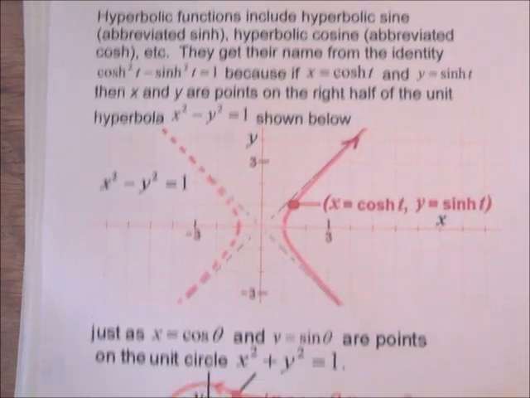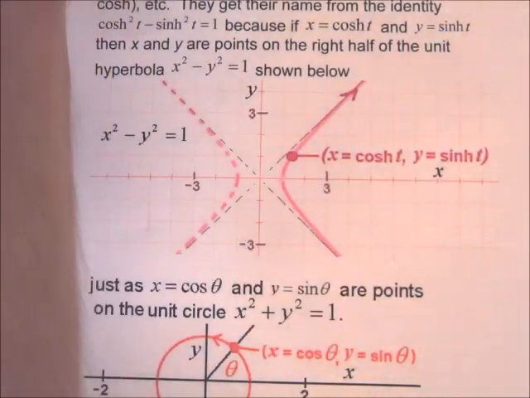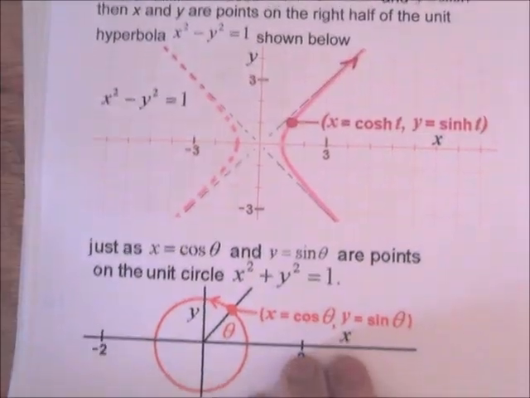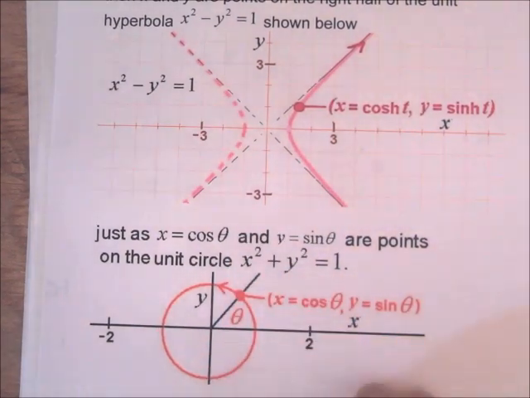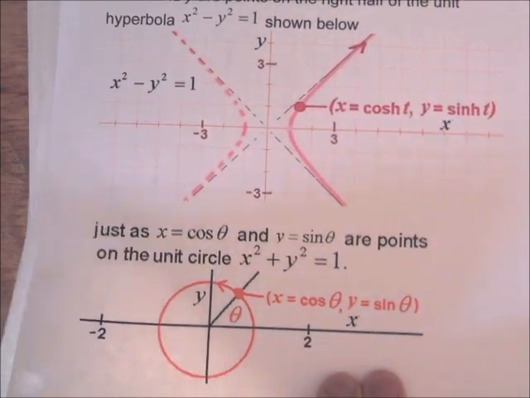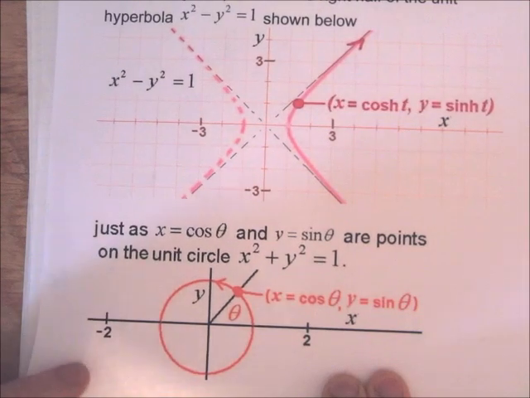And that's analogous to the regular trig functions. Cosine and sine are points on the unit circle, x squared plus y squared equals 1. So it's a circle of radius 1.